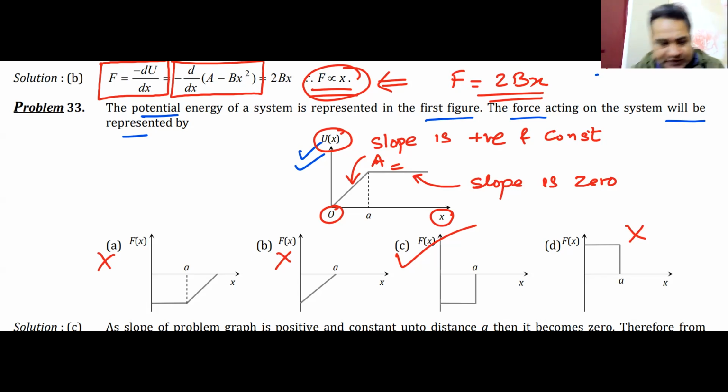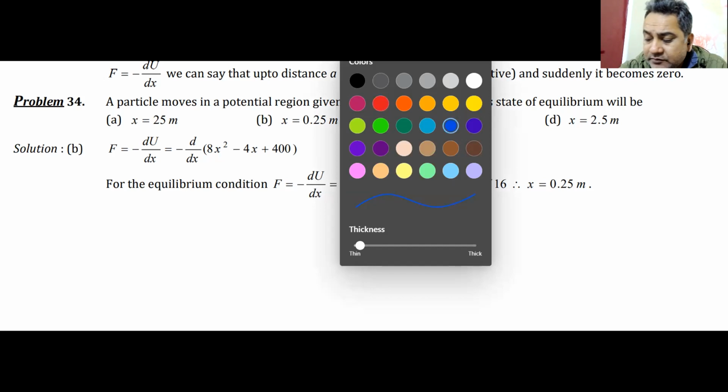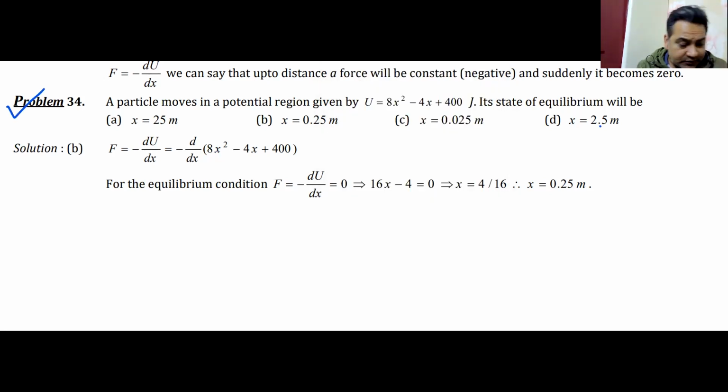So if you have understood this, then one last problem will end this particular topic, and this problem is again pretty straightforward. These are the types of problems that you will get in a NEET exam if the exam is a bit on the tough side. Problem number 34. Read the problem once, mark the important points, solve the question. What are the important points? A particle moves in a potential region, so energy is given by 8x square minus 4x plus 400 joules.